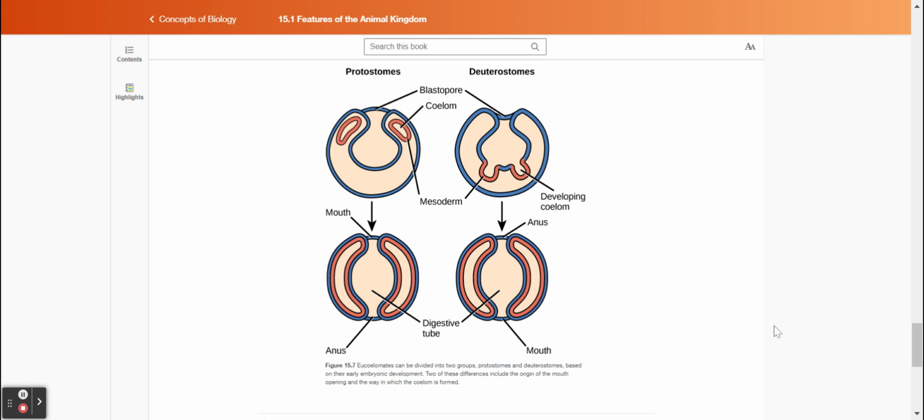Figure 15.7. Eucoelomates can be divided into two groups, protostomes and deuterostomes, based on their early embryonic development. Two of these differences include the origin of the mouth opening and the way in which the coelom is formed.